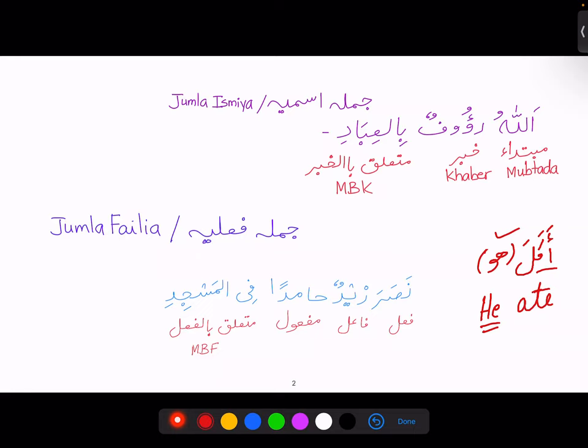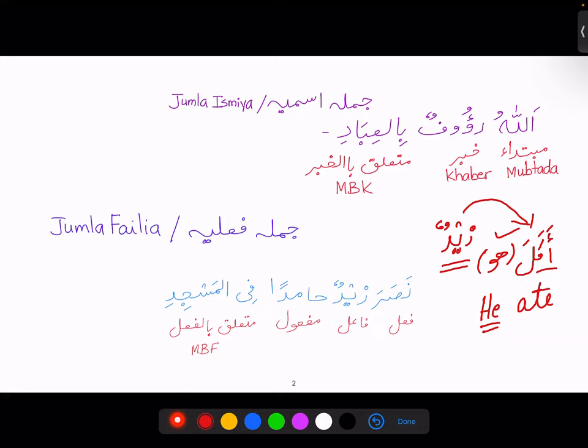Then I can further say Akala. And if I want to bring an outside doer, I can say Akala Zaidun. Because not every time am I going to say "he ate"; sometimes we need to name it. So then we need a name or some ism. When I say Akala Zaidun, now basically Zaidun is the fail of this Akala. Inshallah, that is the concept today we are going to learn.